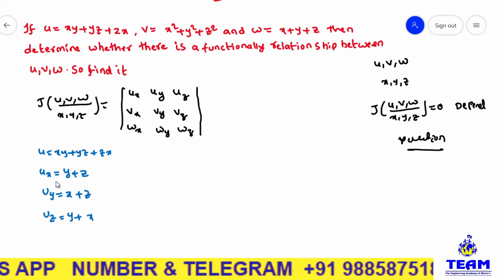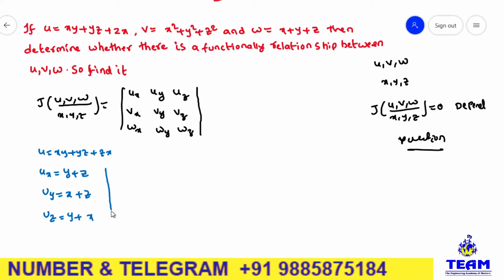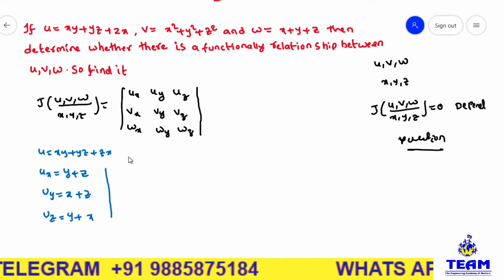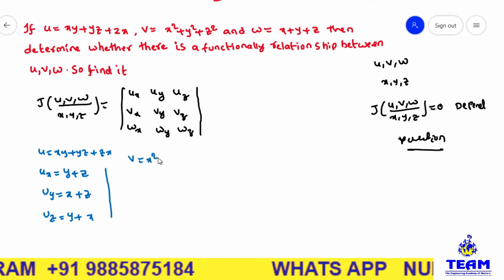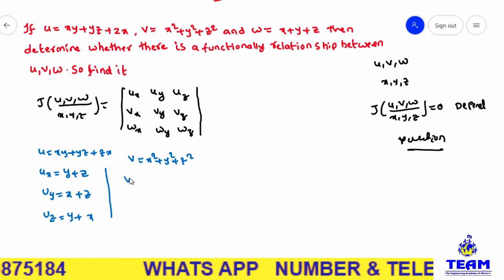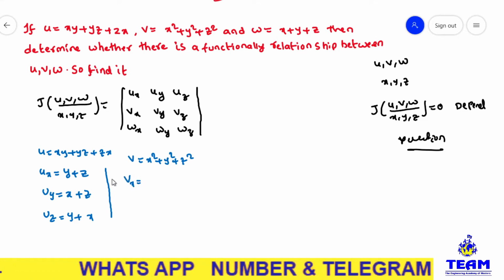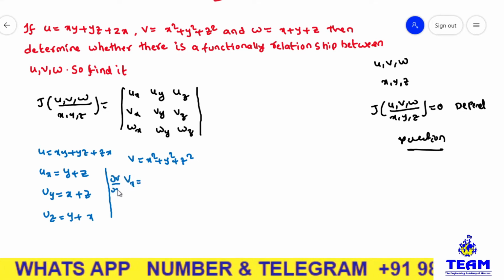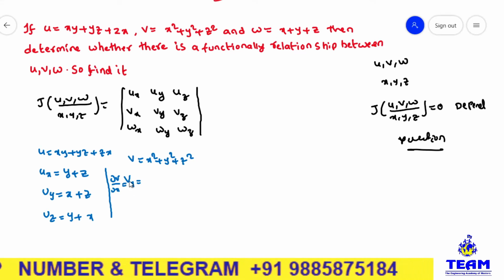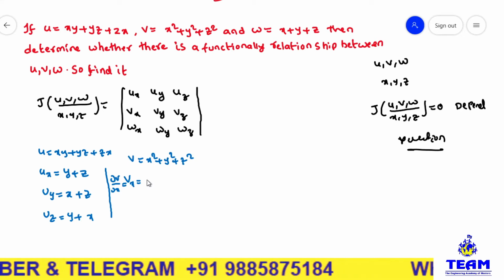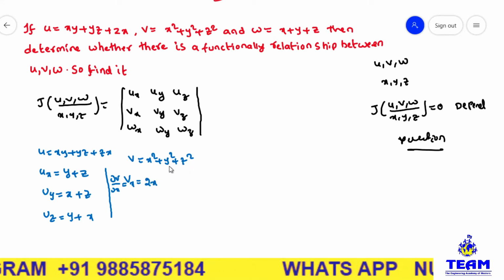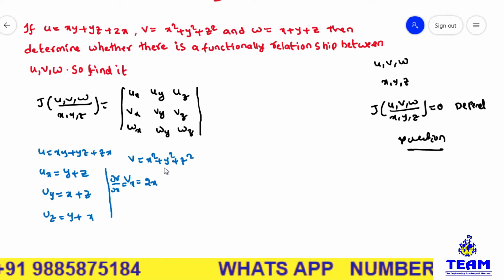Now I have these three values ux, uy, uz. Next I need to find vx, vy, vz. From the problem, v is equal to x square plus y square plus z square. Now dou v by dou x, which symbolically you can also write as vx. The derivative of x square is 2x. Is there any x term in the other two? No, so those two derivatives will be 0.